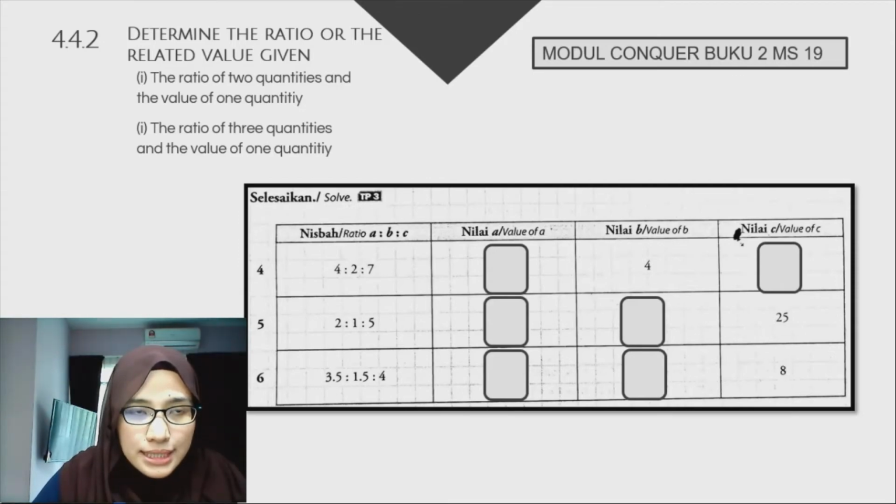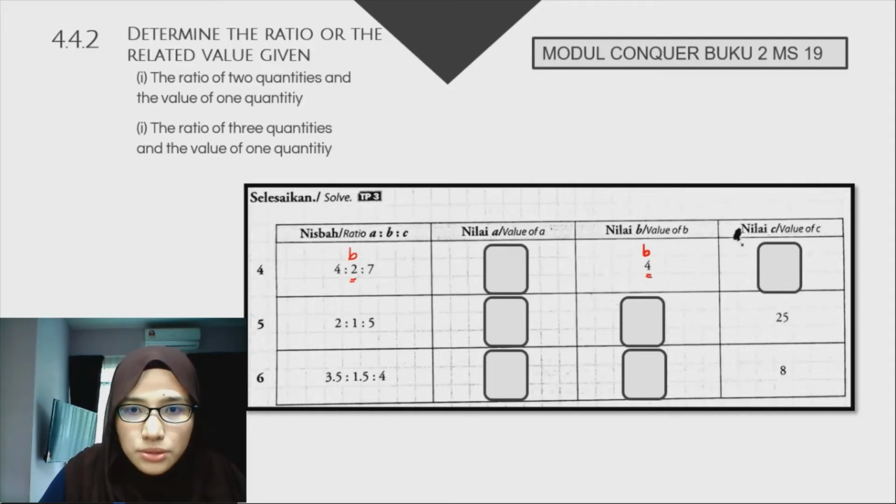This one is the second learning standard, sorry. Given ratio A to B to C is 4 to 2 to 7 and you have value B is 4. Again, you need to compare. Given value B is 4, but in your ratio B is 2. So it is not the same, meaning we have a calculation involved. What is your calculation? It is multiplication.